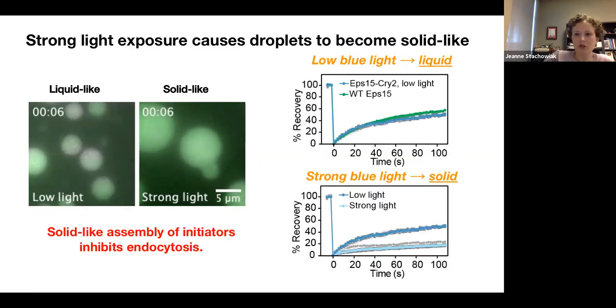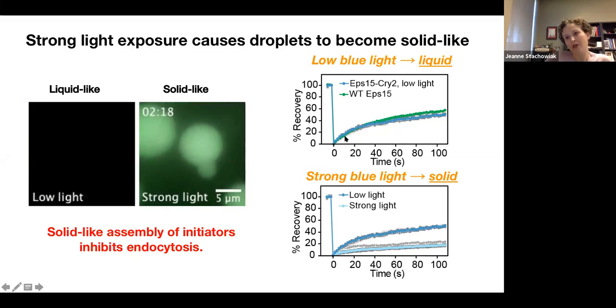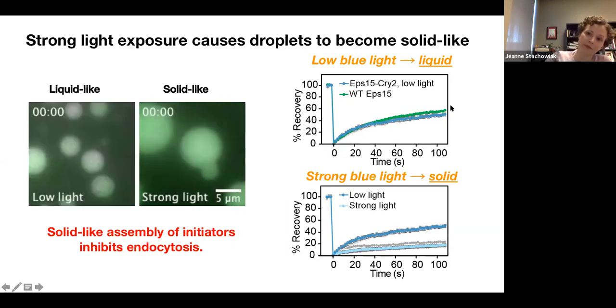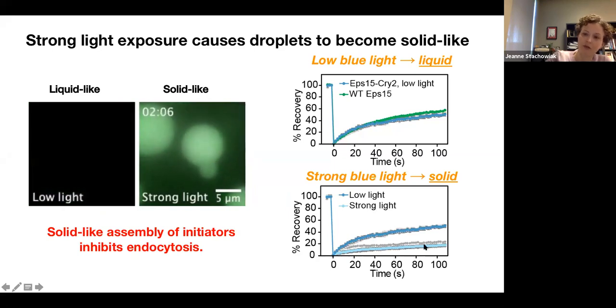Okay, so we also saw that if we FRAP these same droplets, the recovery time of the droplets formed under low light was very similar to what we get with wild type EPS15. Whereas in contrast, when we apply that strong light, we got a much slower FRAP recovery time.